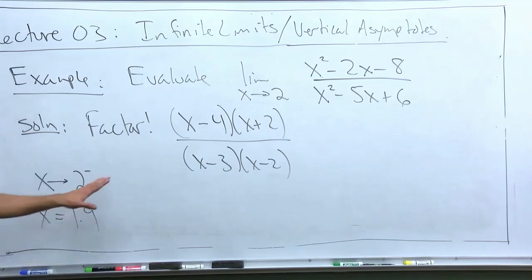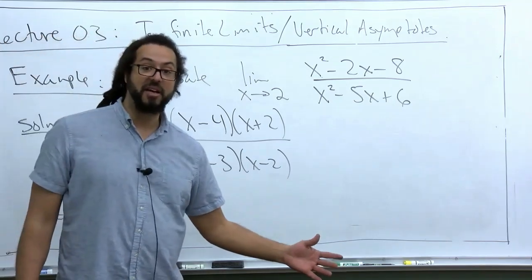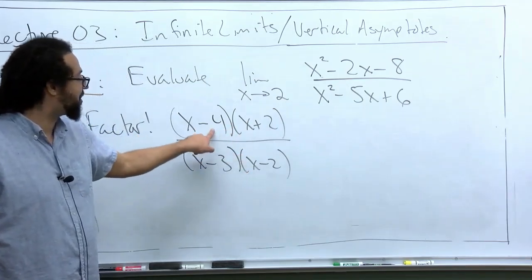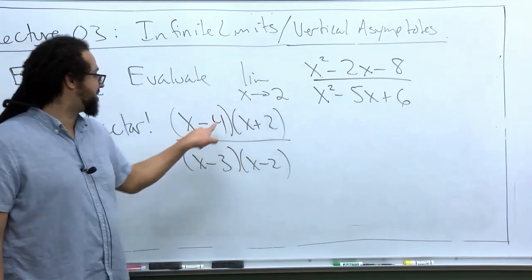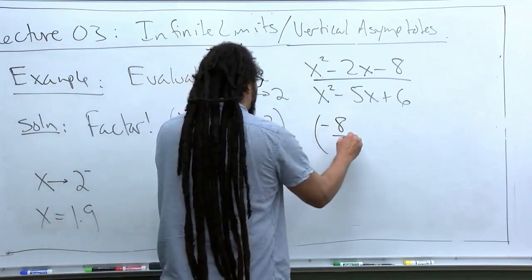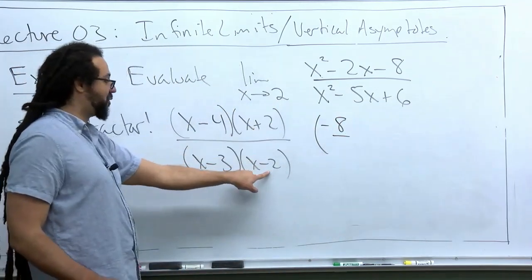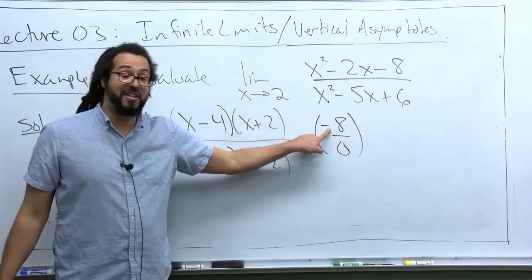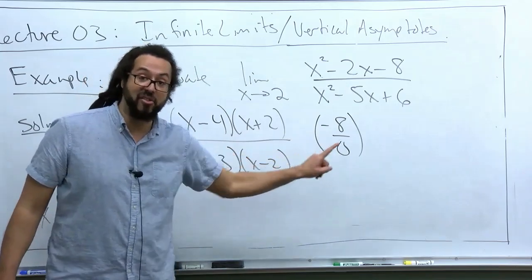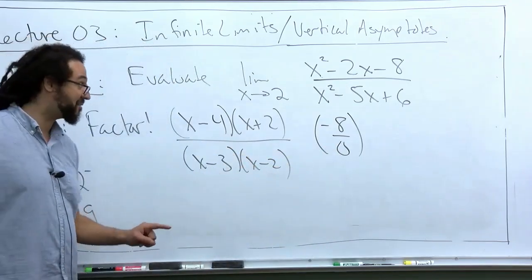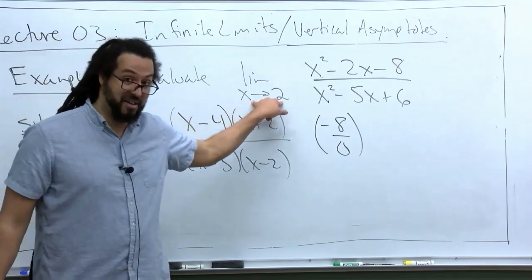By the way, is this thing even infinite? If I plug a 2 in everywhere I see an x, the numerator is going to give me negative 2 times 4, so negative 8. And when I plug a 2 into the denominator, I'm going to get 0. So this has the form that we want: the numerator is non-zero, the denominator is 0. That suggests that the final answer is either plus or minus infinity or does not exist.